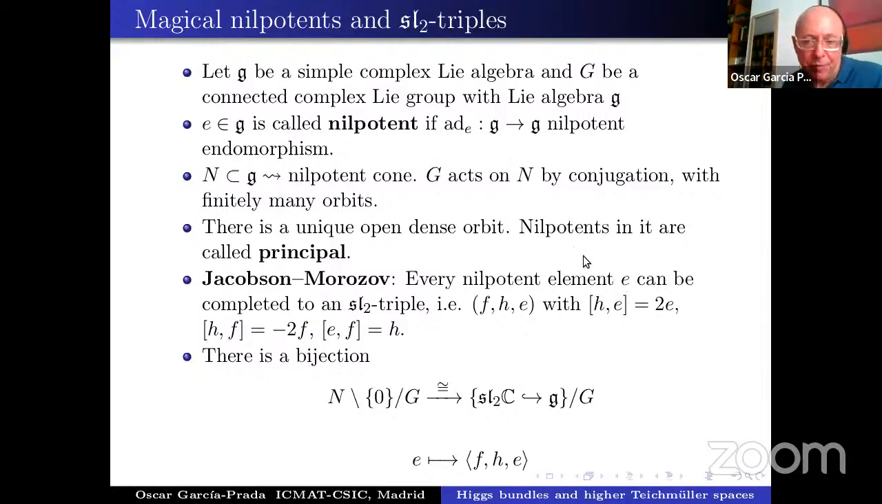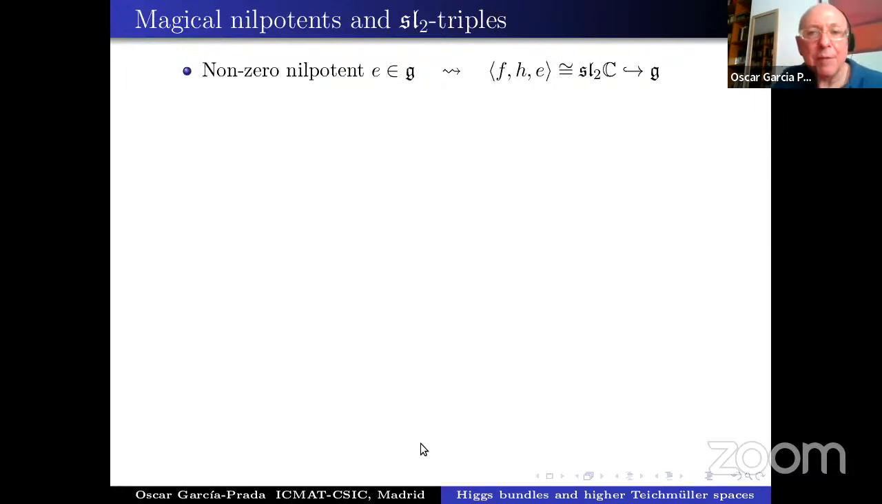given a nilpotent element, every nilpotent element, not just principal, you can complete it to an SL2 triple, by elements F, H, and E, so that they satisfy the relations of the sl2(C) algebra. There is a bijection between the orbits in the nilpotent cone and the orbits of these SL2s produced by the SL2 triple. The SL2 triple generates an sl2(C) Lie algebra inside g, so there is a correspondence between these two equivalence classes. So if you give me a non-zero nilpotent element E, you complete it to an SL2 triple F, H, E, and then consider the sl2(C) Lie algebra generated by it.